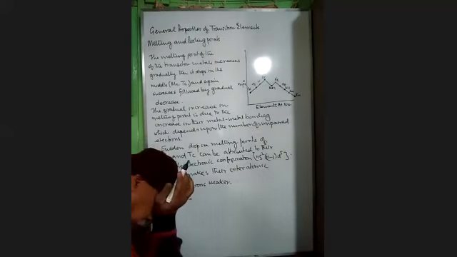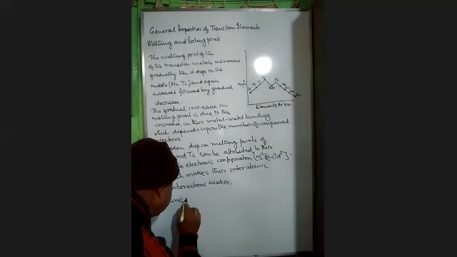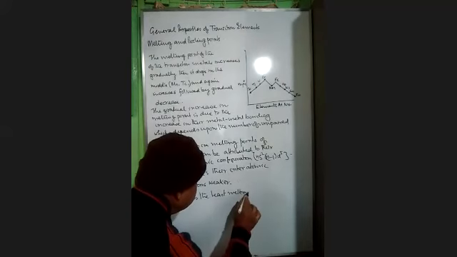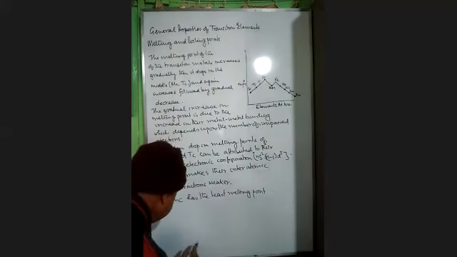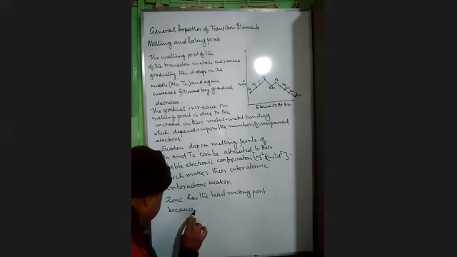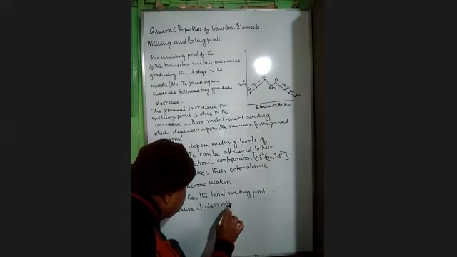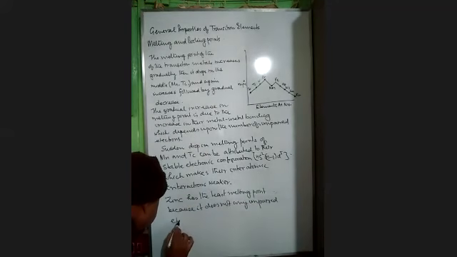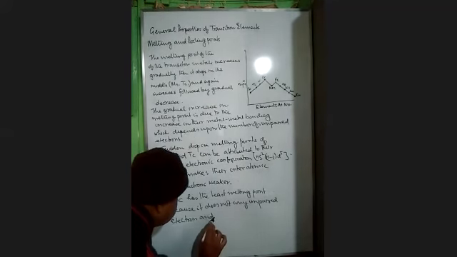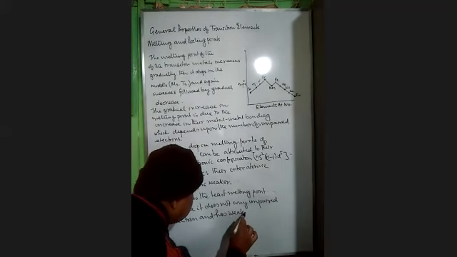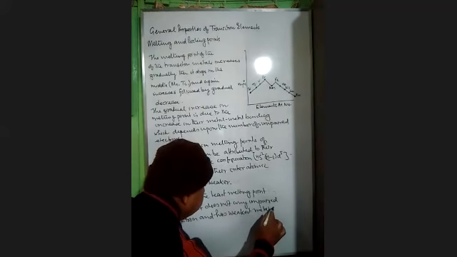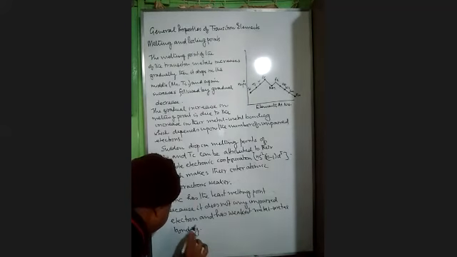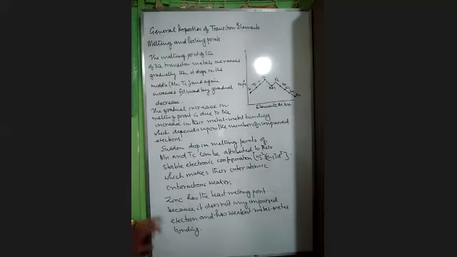Zinc has the least melting point because it does not have any unpaired electron and has weakest metal-metal bond. Take care of this.